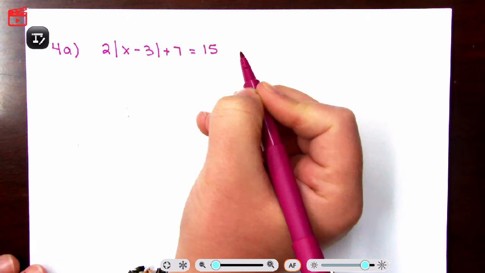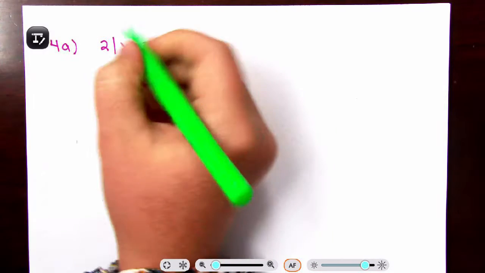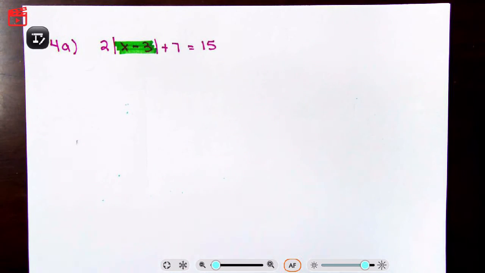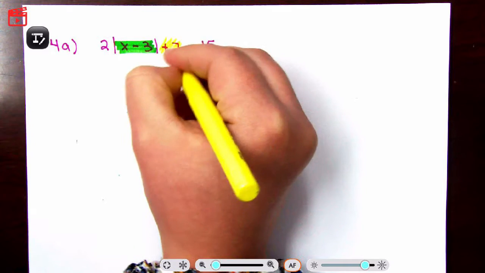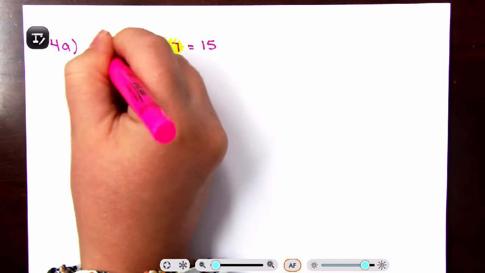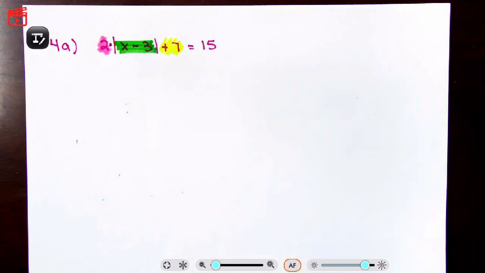Step number 1 is you want to isolate your absolute value. So our absolute value here is x minus 3. That means I have two things I need to remove. I need to remove this +7, and I need to remove this times 2. Now, mathematicians are lazy. You don't see an actual multiplication there, but it is there. It's 2 times the absolute value.